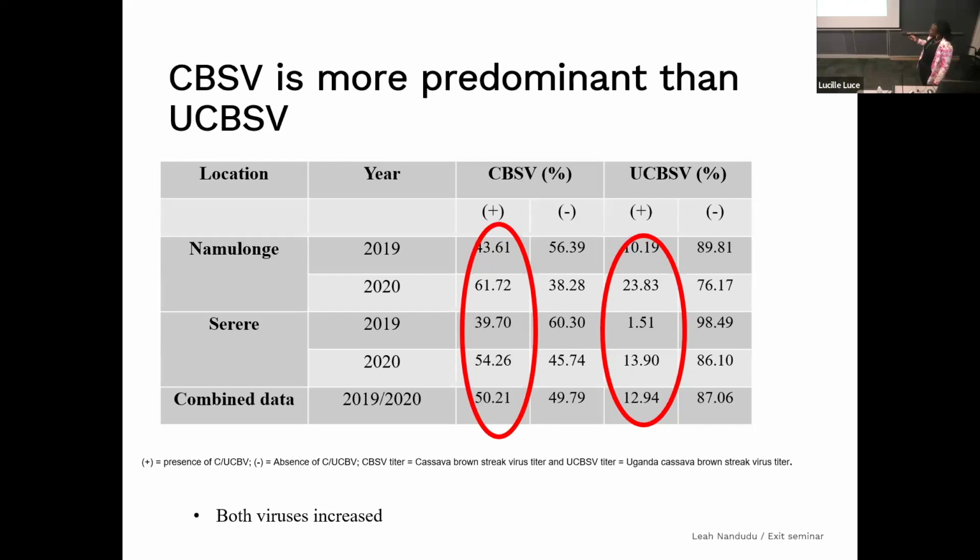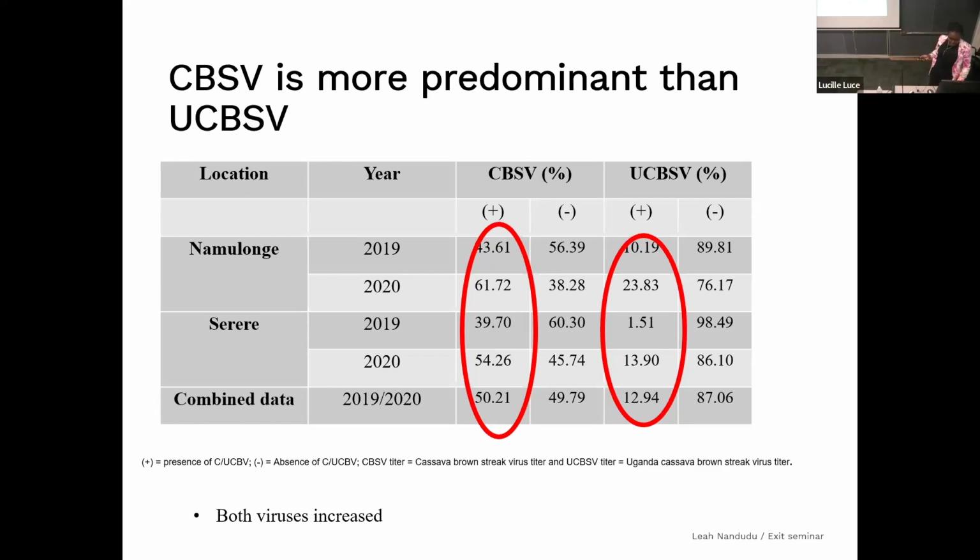To explain why CBSV is more predominant than UCBSV, some studies have shown that CBSV replicates much faster than UCBSV. Plants have a mechanism of stopping the replication of UCBSV, so it may be in the plant, but it just doesn't increase at a fast rate like CBSV does. We also know that the increase from one year to another could be because we replant planting materials. Imagine if the infection happened in the first year and then you're replanting that clone, you're still passing the virus over to the next generation, giving it more time to replicate and the virus to increase.